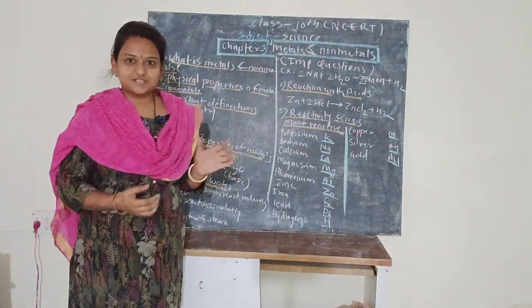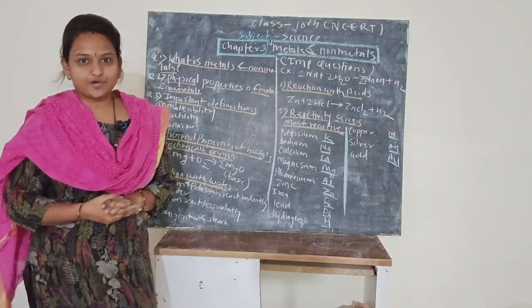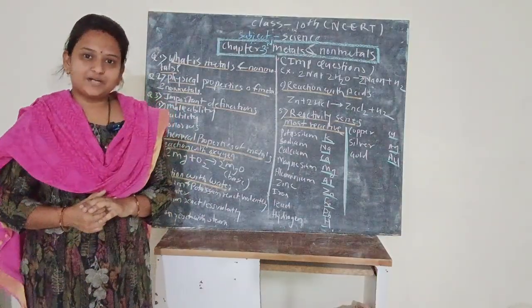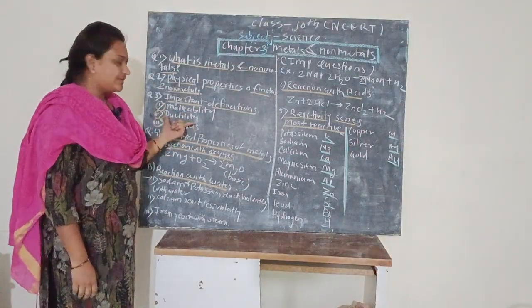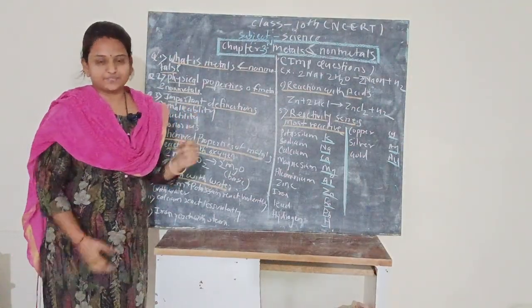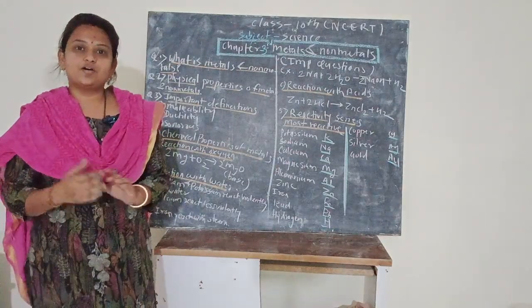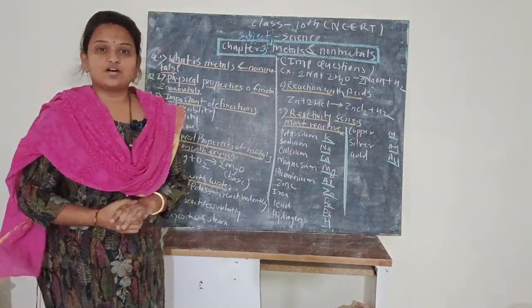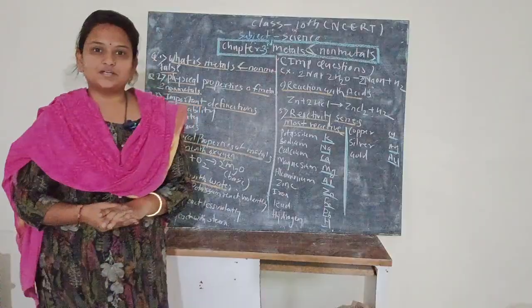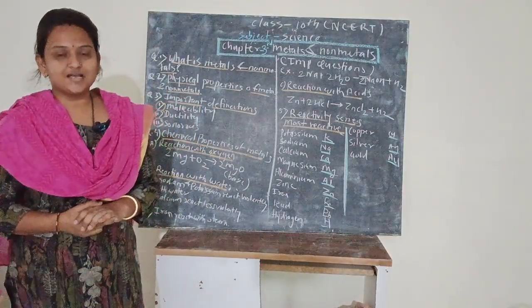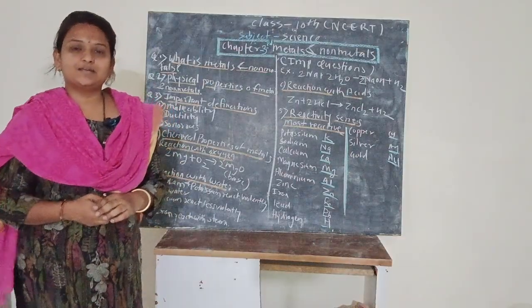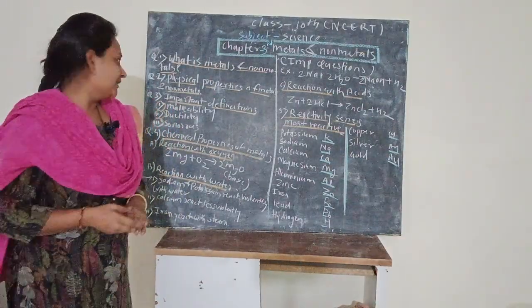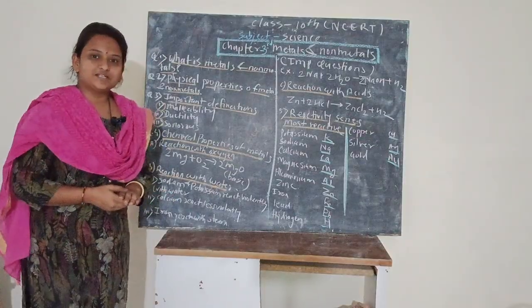So first we have to discuss what are metals and non-metals. Metals are substances which have some special properties. Which properties are these? For example, malleability, ductility and sonorous. We all know what metals are, for example gold, silver, copper and iron. These are all metals, and non-metals such as wood, rubber and plastic are non-metals. Then what is the difference between these?